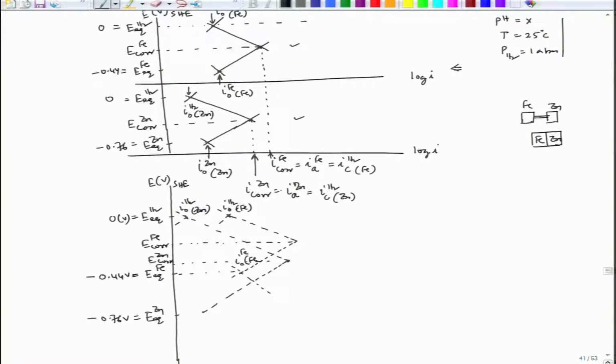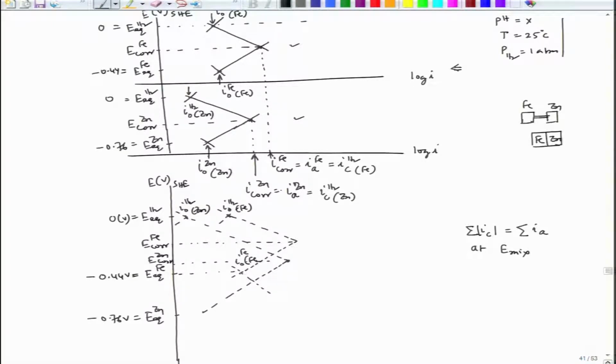Now, what would happen once we connected them? So now we have to make use of mixed potential theory. That means we have to have this particular concept. IC should be equal to IA, fine, at E mix. So, we have to find out the new E mix position. How do we find that?